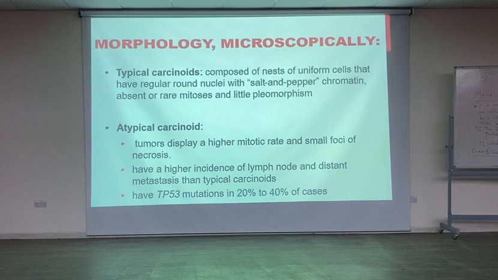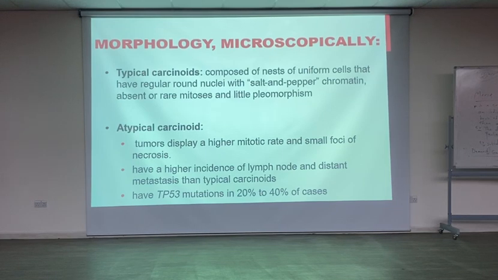قلنا إنه بيتقسم لـ typical and atypical. الفرق بينهم بالميتوسيس and the presence or absence of necrosis. So the typical carcinoid is composed of those nests or islands of uniform cells that have regular round nucleus with salt and pepper chromatin or finely granular chromatin, with absent usually or rare mitotic figures, and there is no necrosis.